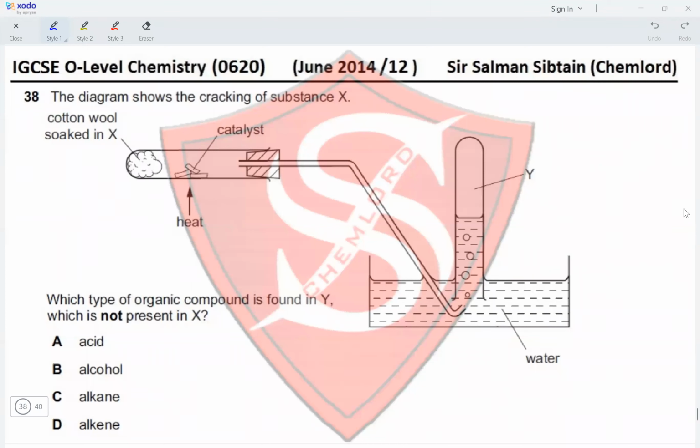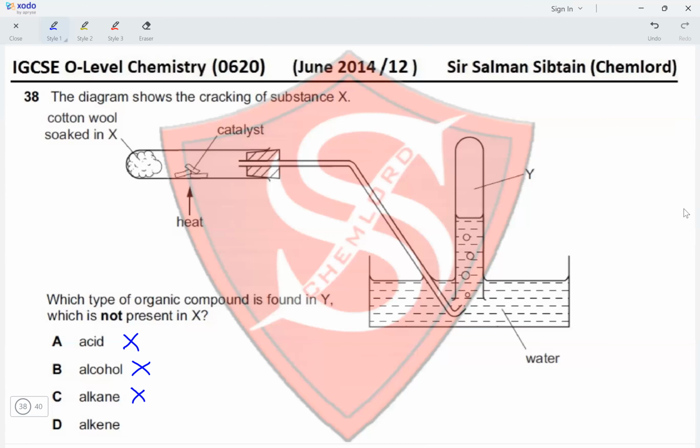Question 38. The diagram shows the cracking of a substance X. So we have a cotton wool soaked in X, we have heating a catalyst, and we are collecting a gas Y. Which type of organic compound is found in Y, which is not present in X? Acid. Acid is present in neither. Alcohol is present in neither. Alkane is present in X as well as in Y. Could be in Y as well. So this is not it.